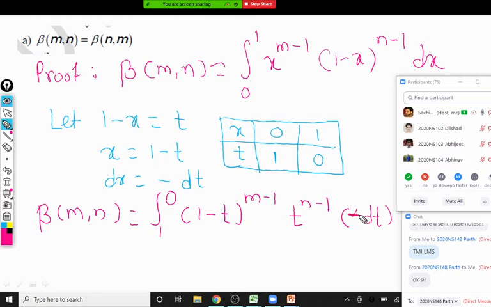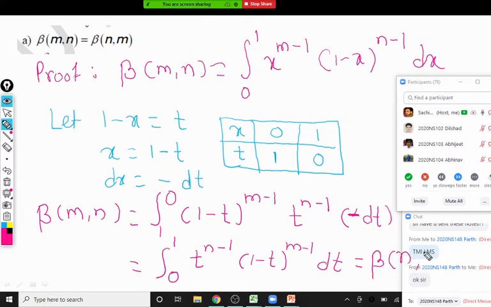Here is a minus sign, and this minus sign we use to change the order of the limits. So we rewrite it as 0 to 1, which we actually want. Then t raised to n minus 1, this term I write first, and 1 minus t raised to m minus 1 second, and this is only dt now. It is not minus dt, because the minus sign was used to change the order. What will be the value of this integral? By definition, it is beta of n comma m, and that's the proof.